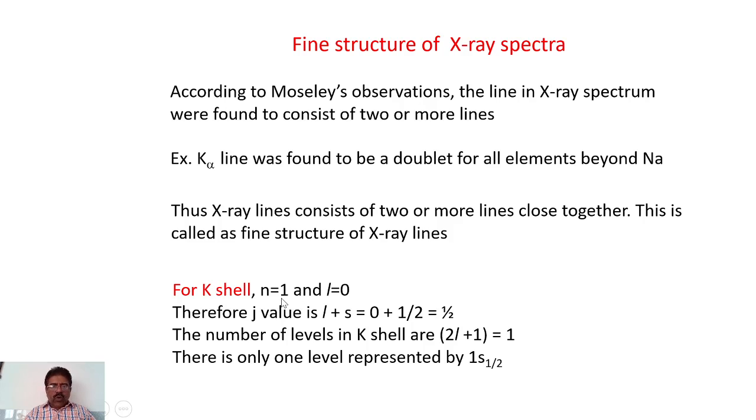Okay, so for the K shell in a target atom, n is equal to 1 and L is equal to 0. Therefore, the J value is L plus S, that is 0 plus half, which equals half. So only one value of J is possible here, that is 1 half. The number of levels in a shell is given by 2L plus 1, a formula we have seen. For the K shell, the orbital quantum number L is 0, therefore there is only one level. That level is represented in spectroscopic terms as 1s half, where 1 represents the principal quantum number.